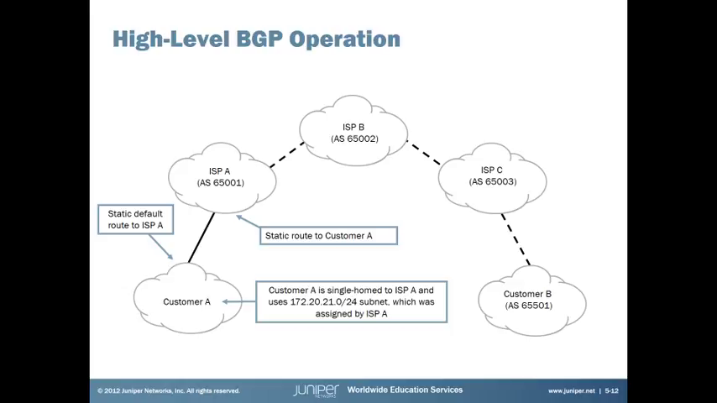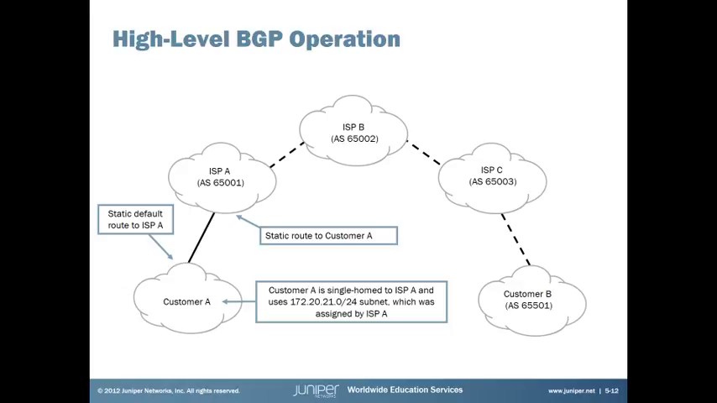For a large organization, like we were mentioning before, say the Department of Defense, of course they are going to have their own autonomous system number delegated by a regional registry. So, to answer that question, the reason customer A does not have an autonomous system number is because it is not using BGP. It's just using a static route. It doesn't need an autonomous system number.